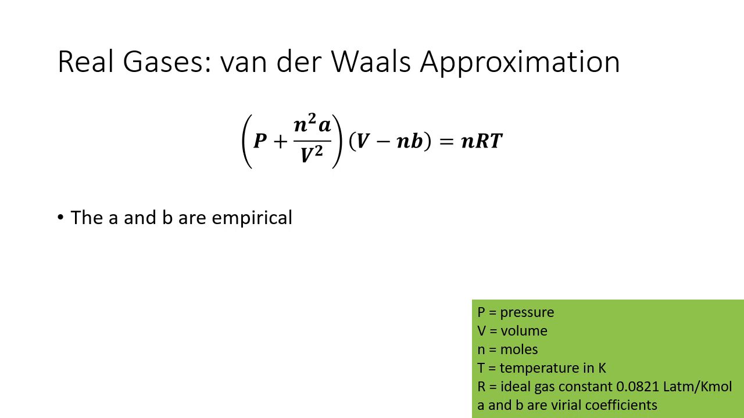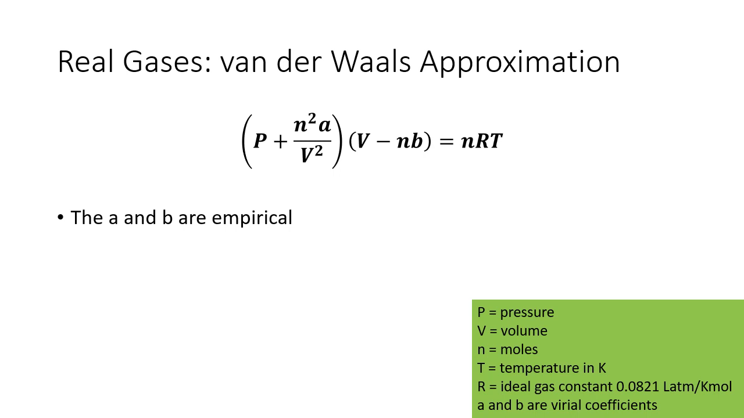Real gases also experience attractive and repulsive forces, which van der Waals knew. So he made a term, n squared a over V squared, to represent those forces. The closer the molecules are together, the greater the attractive and repulsive forces, so the more the pressure will deviate. Both a and b are empirically determined. So just for the record, empirically determined means you got it from data. Someone did a series of experiments to find the values.